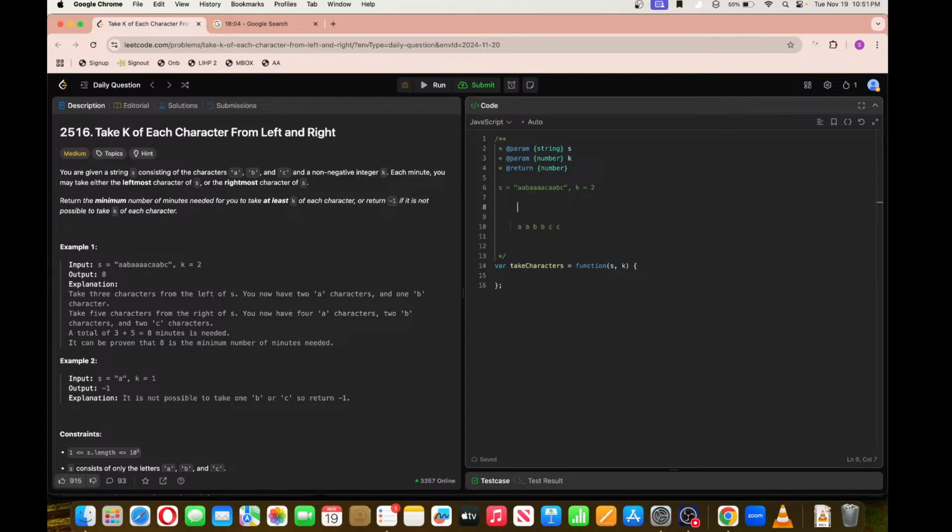So each minute I can only take either leftmost, I can take either from left or right. So there are 2 options. Either I can take from left or I can take from right. So suppose I take from left this time, then it will be A. But if I took from right, then it would have been C. So if I took from left again after this, then it would have been A. But if I take from right, it would be C.